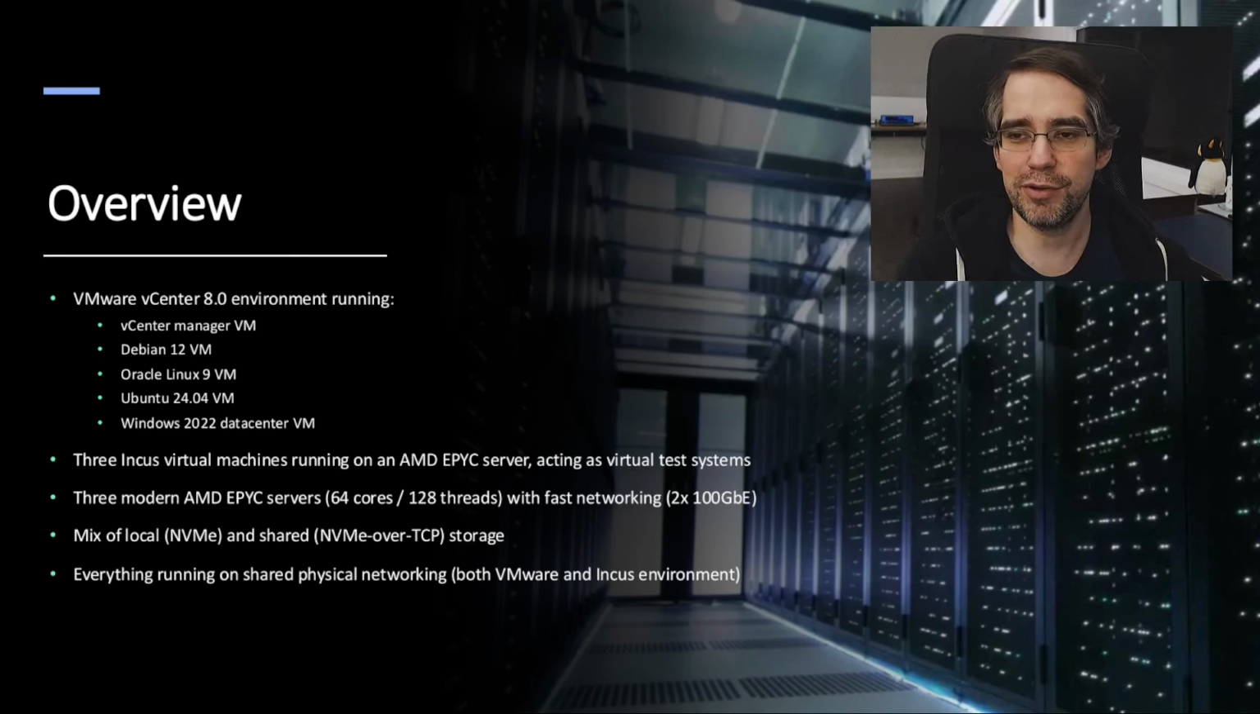On top of that, I've got 3 physical servers. Each are 64-core AMD EPYCs with fast 200 gig, 2 times 100 gig networking. Those are physical servers, but we're not going to install them. Instead, they're already running the latest Incus OS install, and we're just going to be importing them into the Operations Center we're going to be deploying.